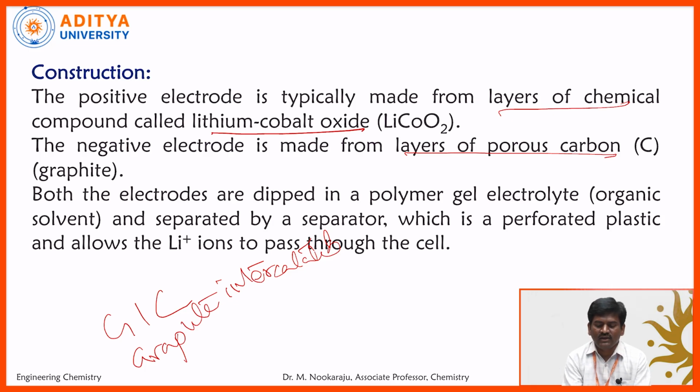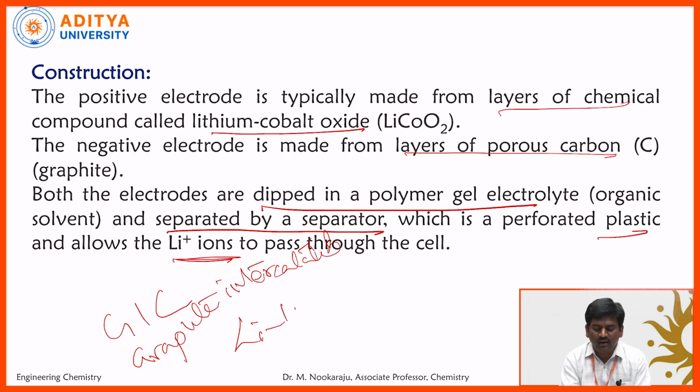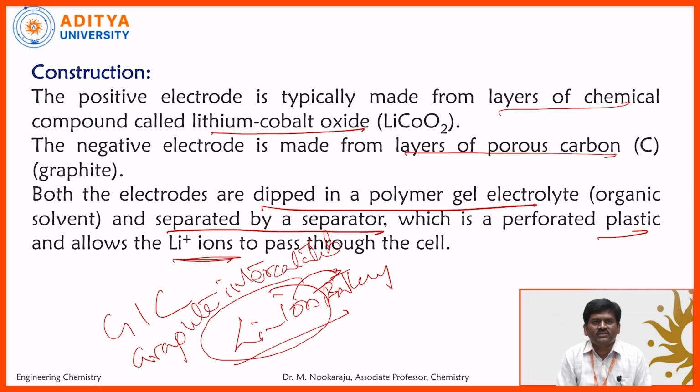Both the electrodes are dipped in a polymer gel electrolyte and separated by a separator, which is a plastic and allows lithium ions to pass through the cell. That is why it is called a lithium ion battery. Remember, it is a lithium ion battery. That means the lithium ions are mainly responsible for the charging and discharging process that takes place.